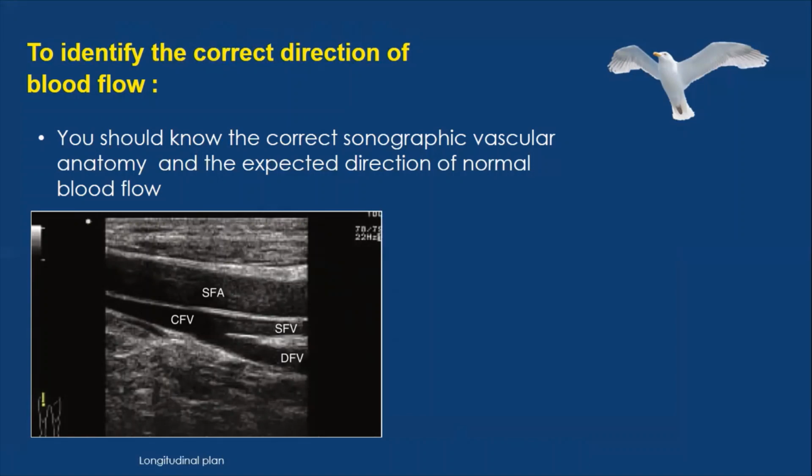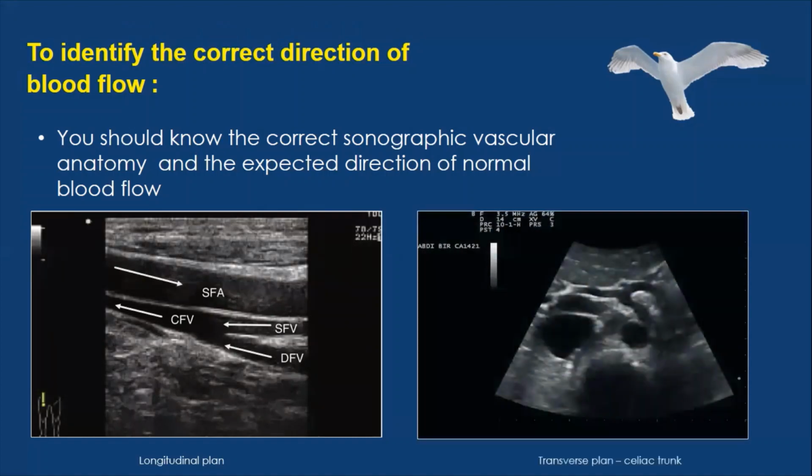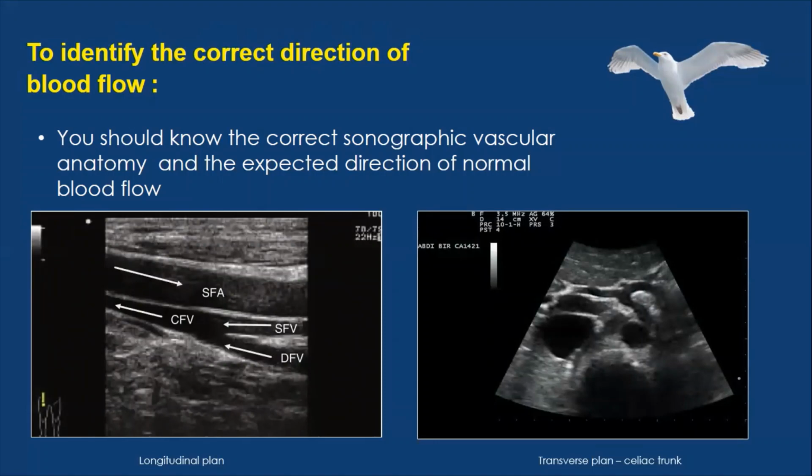So as anatomy, we have to know the direction of normal flow in a normal patient. The artery will be flowing from the head to the toes for sure, and the veins will be flowing from the toes going up in the cephalic direction.